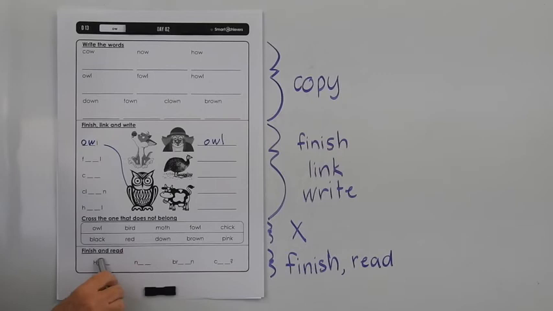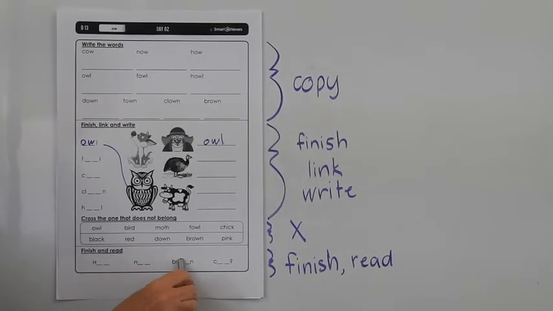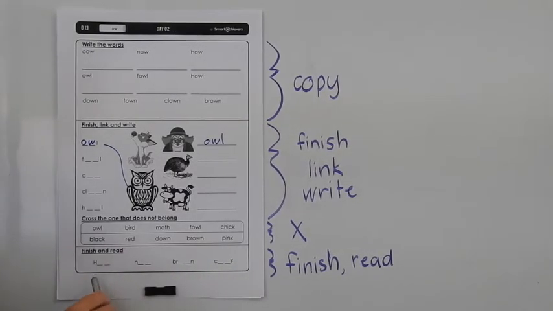Finish and read. We've got to add owl to each of these words, O-W for each of them, and then we can read it. And it says how, now, brown, cow. You can finish that page now.